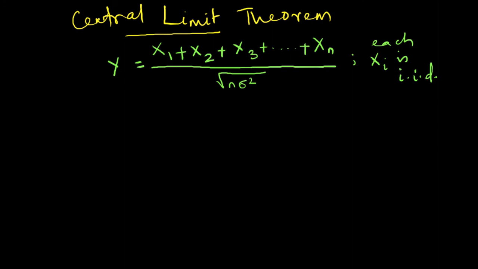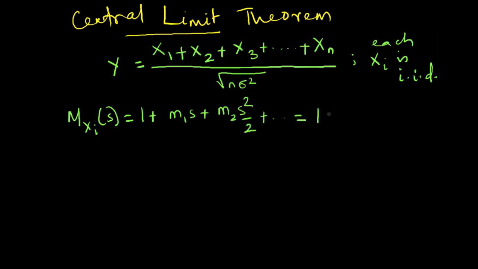The second assumption is that they are identically distributed, meaning the probability distribution of x1 is same as the probability distribution of x2, which is same as the probability distribution of x3 and so on. So this is the most important assumption that we are going to work with. So now if I write the moment generating function of these random variables, that will become m of xi s will be equal to 1 plus some m1 s plus m2 s square by 2 and so on. And because these are all zero mean, m1 is 0 and m2 is equal to sigma square. So this is sigma square by 2 s square plus and so on.